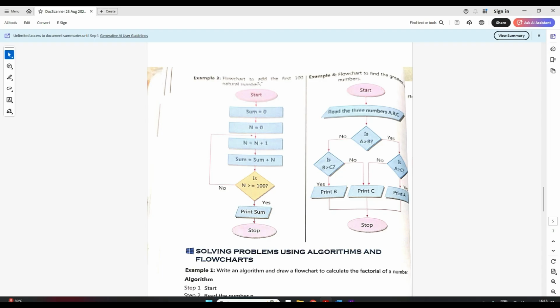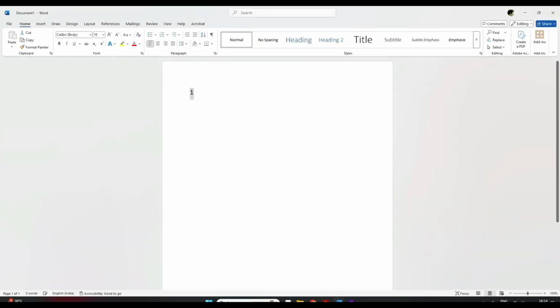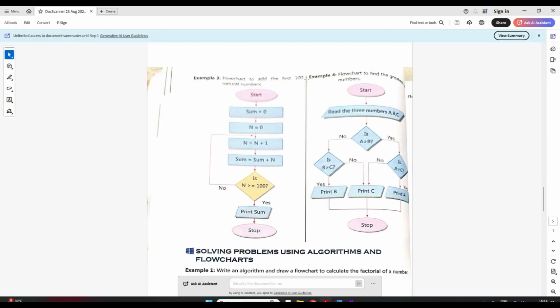Now we have to write a flowchart to add the first 100 natural numbers. First 100 natural numbers means 1 to 100. So we have to do 1 plus 2 plus 3 plus 4 plus 5 plus 6 and so on till 100. So this is what we need to do. Correct? So you have to find the sum. You have to add the first 100 natural numbers. Now, how do we do that?